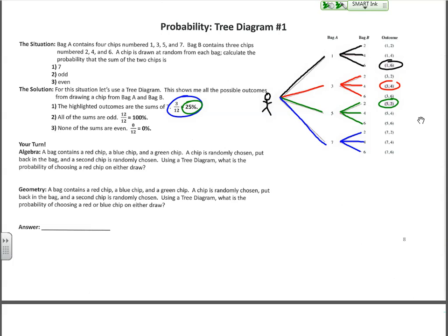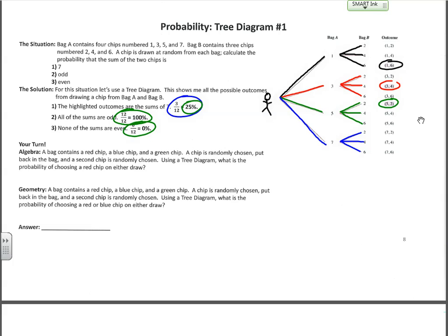If we look at all of our sums, we find that they are all odd. So our second one, the probability of an odd sum, well, they all are odd. So it's a 100% chance. And if they're all odd, that means that none of them are even, which is where a 0% chance of an even sum comes from there. Okay? So the probability tree, very nice way to organize things, identify possibilities, identify outcomes.